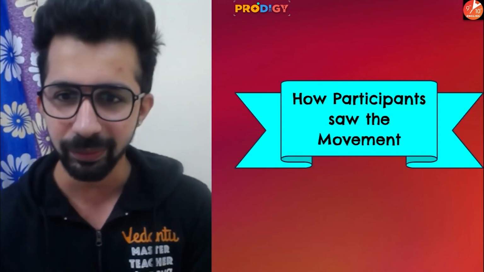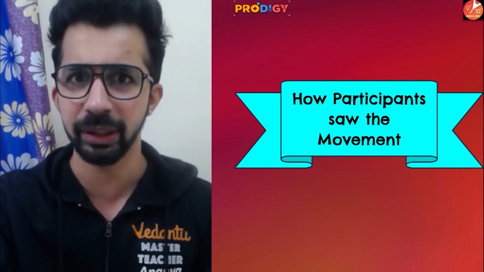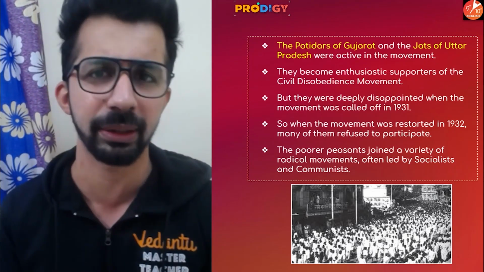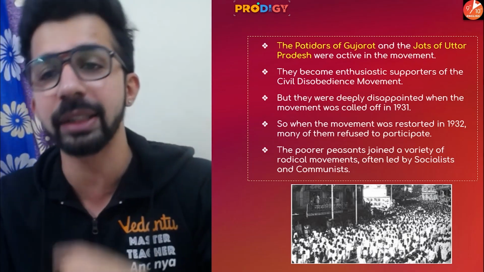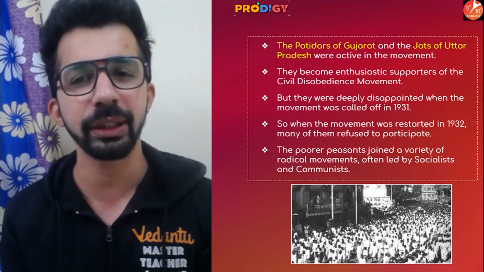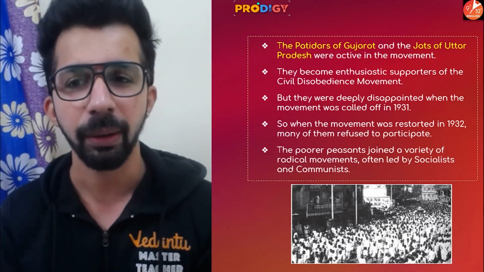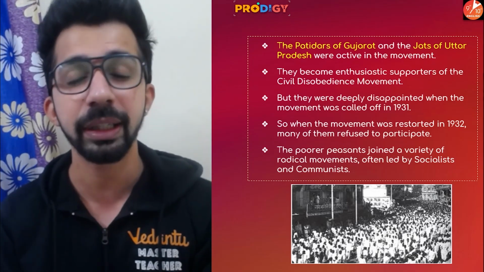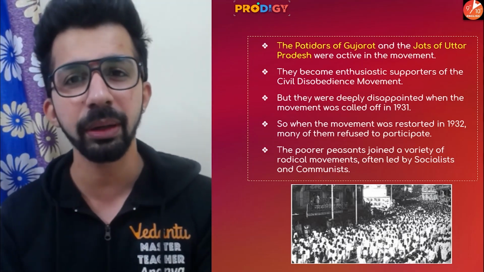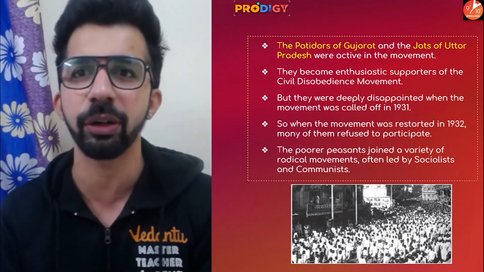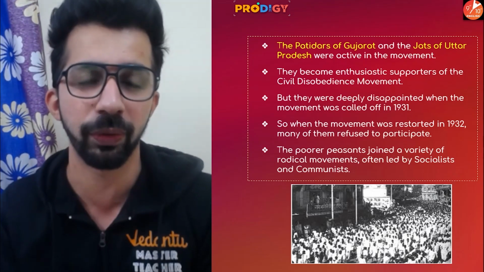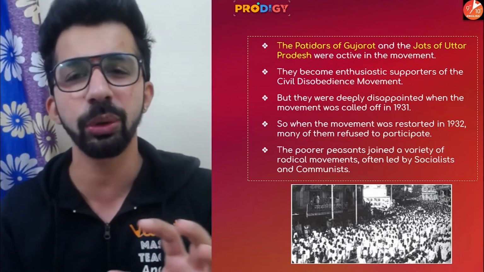All right. Chalo. So guys, how did participants see this civil disobedience movement? First of all, the Patidars of Gujarat and the Jats of Uttar Pradesh were active participants in this movement. They became enthusiastic supporters of the civil disobedience movement, but they were deeply disappointed when the movement was called off in 1931. So initially many people participated enthusiastically, but later, after the Gandhi-Irwin Pact was signed between these two people, many people were disappointed, because they were of the view that now the Indian National Congress is compromising with the British and our demands are not fulfilled. No one is there to listen to our demands, our grievances. So people were disappointed, guys.